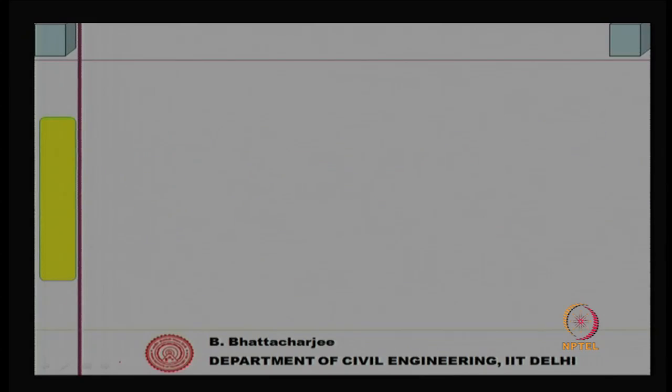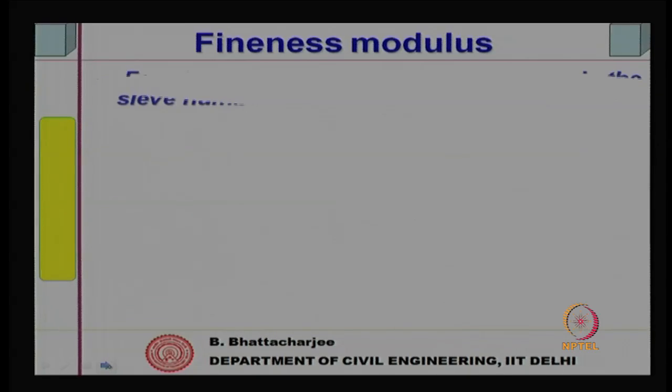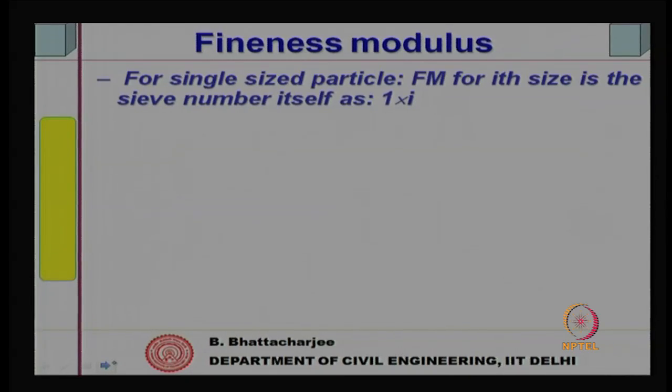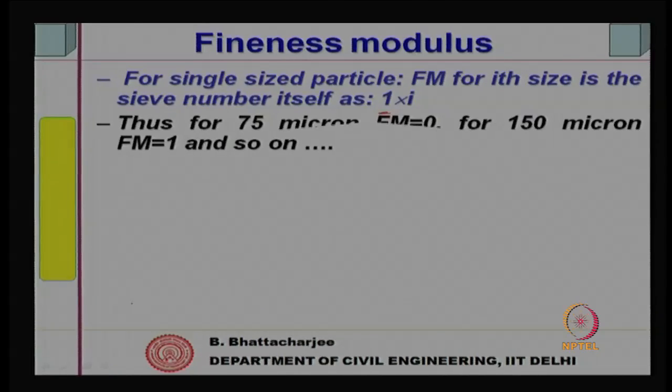Let us see how it is cumulative. For a single size particle, the fineness modulus of the ith size will be simply the sieve number itself, right. Because there is a single size particle, this fraction is 1, so it is the sieve number itself. So, for 75 micron, FM is equal to 0, for 150 micron FM is equal to 1, single sized particles, and so on.